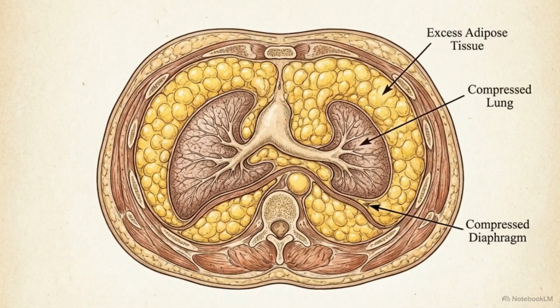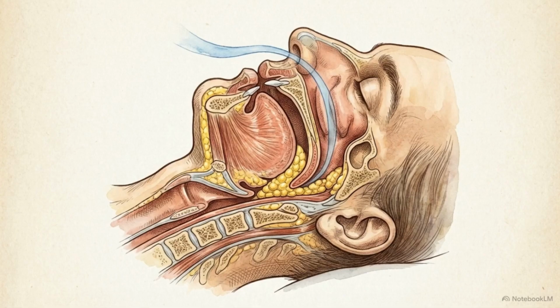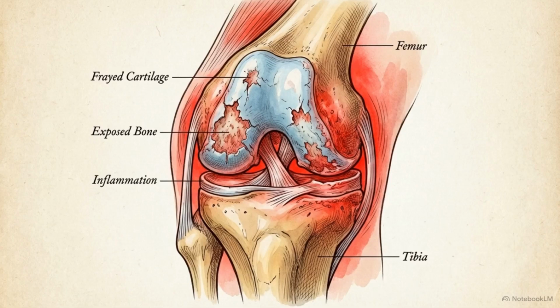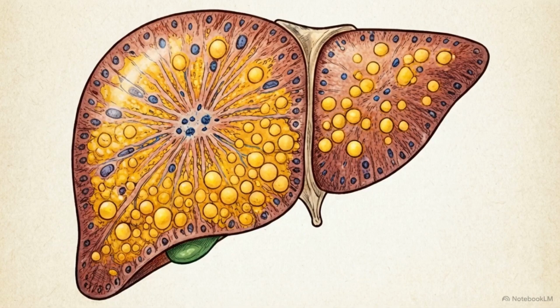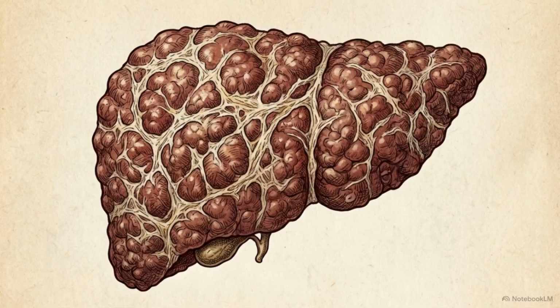The physical mass of excess tissue causes mechanical destruction. The accumulation of adipose tissue in the tongue and pharynx physically collapses the airway during sleep, resulting in obstructive sleep apnea, or OSA. In the joints, the increased biomechanical load combines with adipokine-driven inflammation to destroy articular cartilage, leading to severe osteoarthritis. The metabolic overload causes significant hepatic damage. It frequently results in metabolic dysfunction-associated steatotic liver disease, or MASLD. Without intervention, this accumulation of fat in the liver creates cellular damage that can progress directly to cirrhosis.